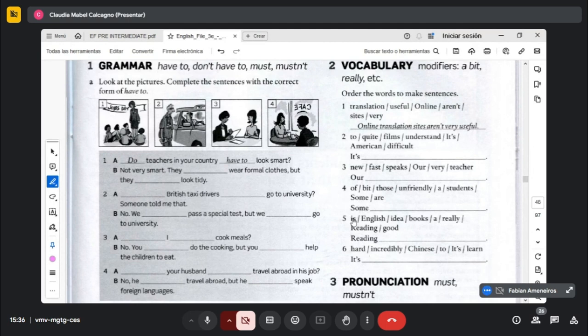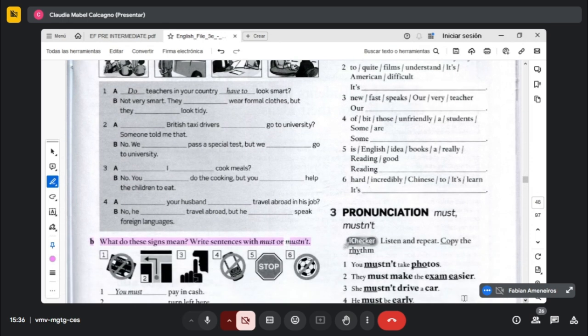Fabian, would you read number 2? Yes. 2A. Do British taxi drivers have to go to university? B. No, we have to pass a special test, but we don't have to go to university. Okay, good. So in the case of number 2, we have do British taxi drivers have to go, and then B, no, we have to, and then don't have to. Okay, excellent. Who would read number 3 and 4?